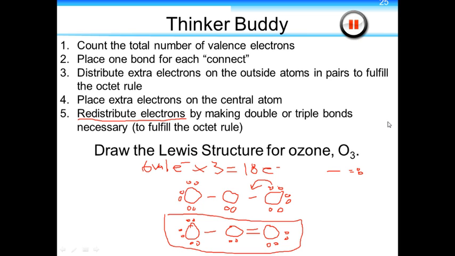Now, the biggest problem people have with Lewis structures is they like to skip steps. You're going to run into trouble if you skip steps. You should connect all the atoms first, then distribute the electrons on the outside atoms. Then if there are extra ones, place them on the central atom. Then you make double or triple bonds. People like to somehow jump to step 5 after doing step 1, or skip step 1, and it becomes very difficult at that point.